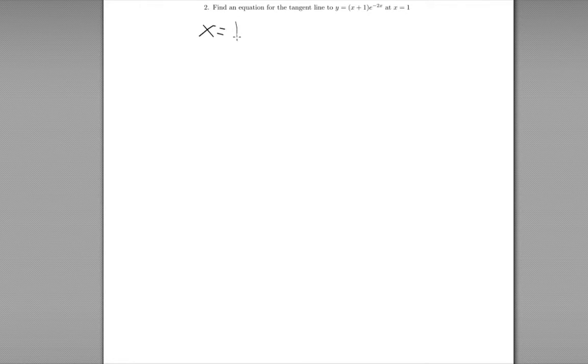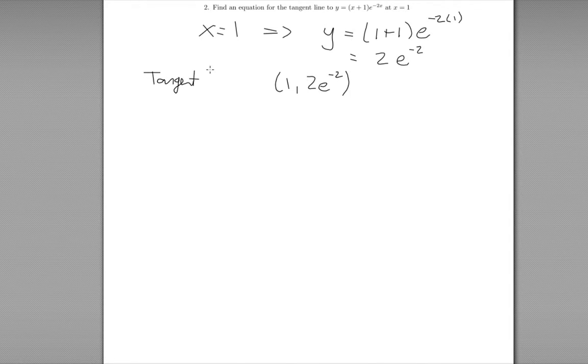So what is the actual point that we're looking for? Well, when x equals 1, when we plug it in, we have y equals (1 plus 1) e to the negative 2 times 1, which, when you simplify, ends up being 2 e to the negative 2. So we would like to take our tangent line when x equals 1 and y equals 2 e to the negative 2. This is where we want the tangent line, at this point here.